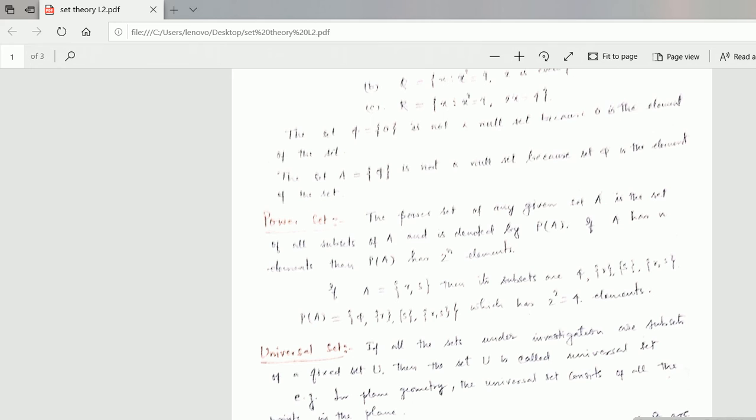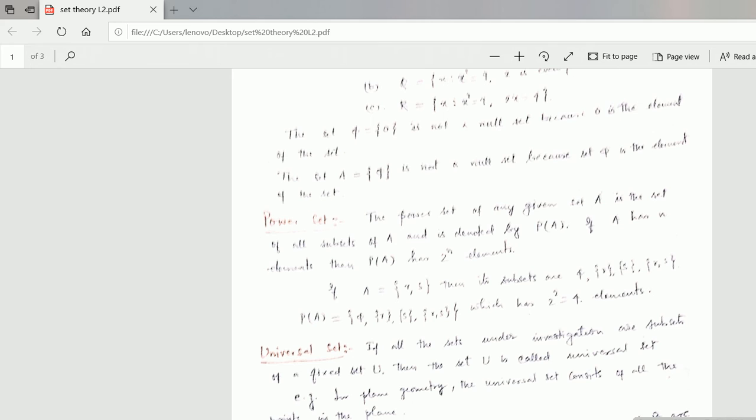Now we will see the power set. What is a power set? The power set of any given set A is the set of all subsets of A and is denoted by P(A). If A has n elements, then P(A) has 2 to the power n elements. See here, if A has n elements, then the power set of A has 2 to the power n elements.